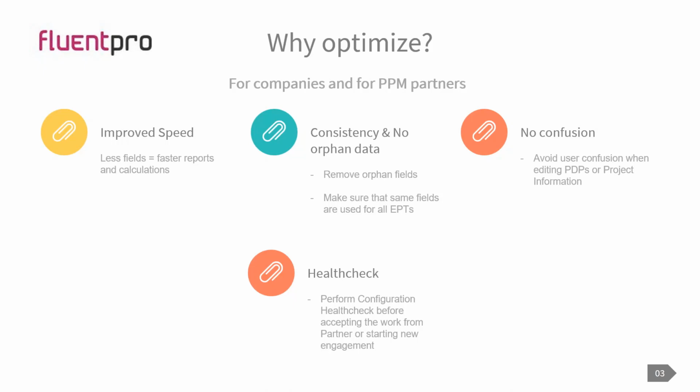You get fewer fields, and it means you have a clearer picture of the data. You have faster reports. Especially with task level fields, your calculations and project save operations take less time. So it is important to optimize configuration for consistency, making sure you don't have orphan data, and that there is standardization and a similar look and feel and sequence of all the fields on your PDPs in your projects.